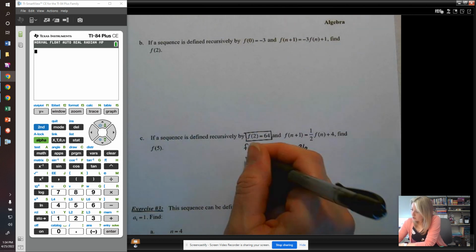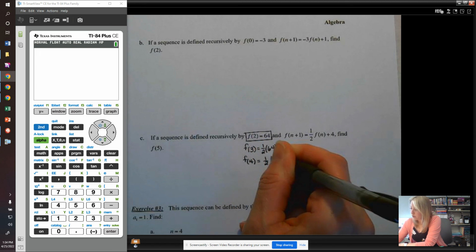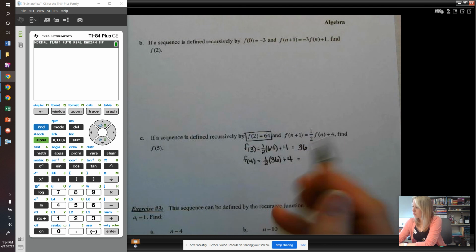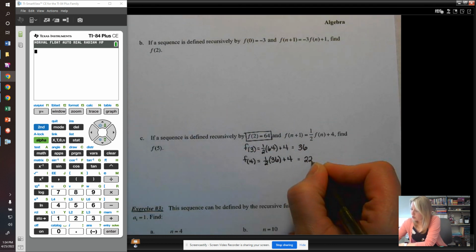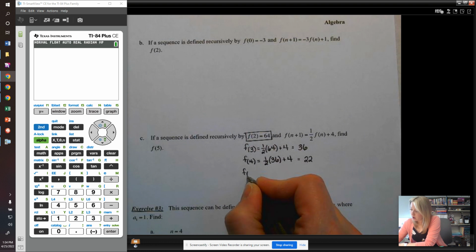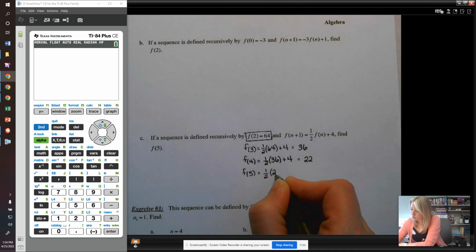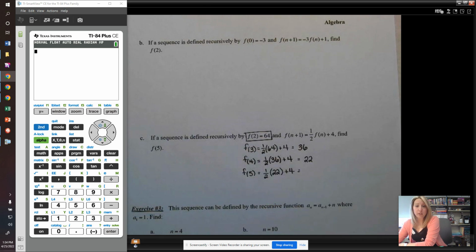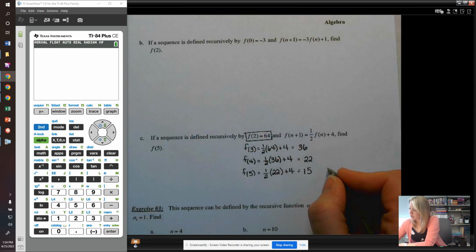Sweet. Now, f of 4 equals 1/2 of 36 plus 4. Half of 36 is 18. 18 plus 4 is 22. So this one is going to start us taking half of 22 and then adding 4. Half of 22 is 11. 11 plus 4 is 15. And yes, that's where we stop.